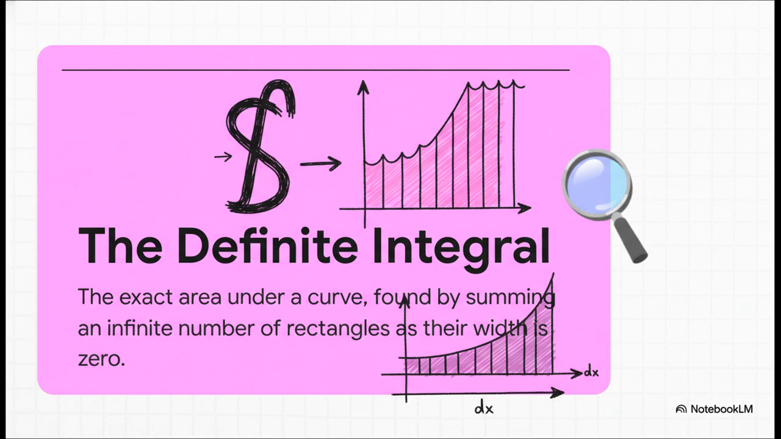That long stretched out S literally stands for sum. The f of x is the height of each rectangle, the value of our curve, and that little dx just represents that infinitely small width. Put it all together, and you get the perfect exact area.